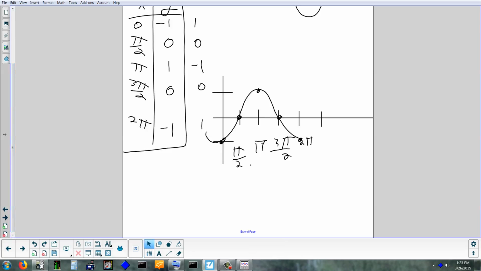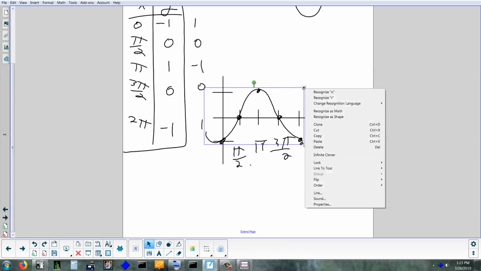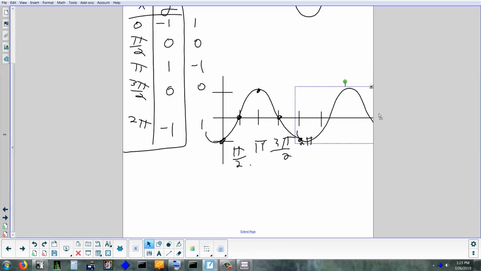Now, how come I'm only having you sketch one cycle? What did I talk about yesterday? Because they just repeat themselves. So if you wanted the next cycle, all you'd have to do is copy and paste it, line it up right there. There you go. There's the next cycle. Questions on that? So we looked at all the different cases you can have for an amplitude: stretching, compressing, and then flipping.